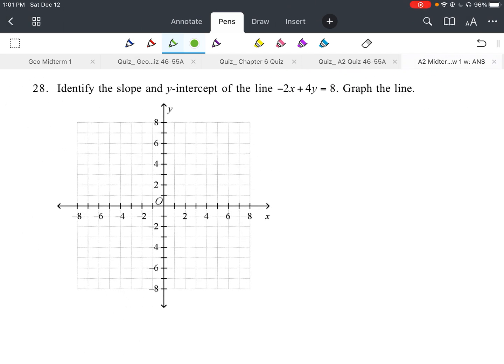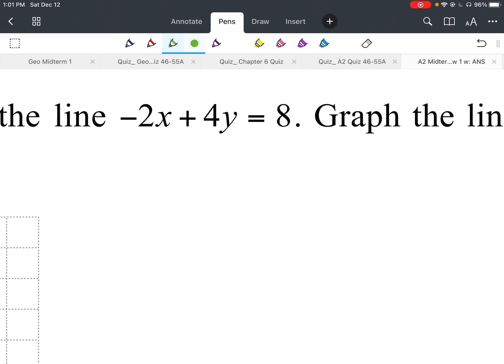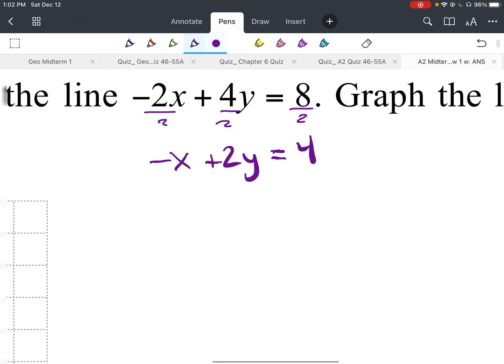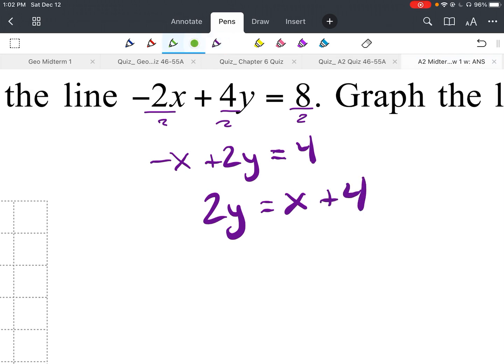All right, so that was fun. Let's go to the next one. It says identify the slope. Well, for slope, we're just going to clean all this up real quick, solve it for y. I'd be real tempted here to just divide everything by 2, just make it a little bit simpler. So this is going to be negative x plus 2y equals 4. You didn't have to do that right the first step, but it's saving you work later. All right, now we're going to solve for y. Add x to both sides. So this is 2y equals x plus 4. Okay, now we'll divide everybody by 2.